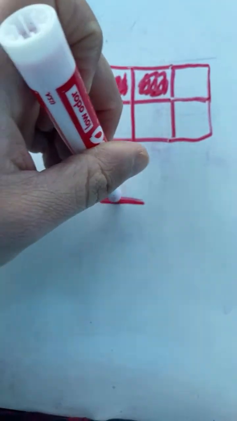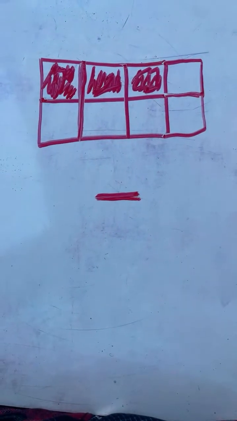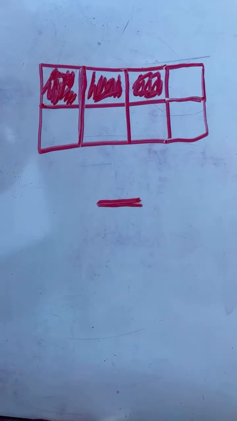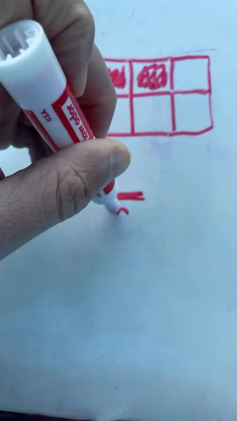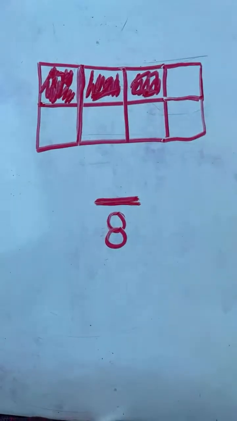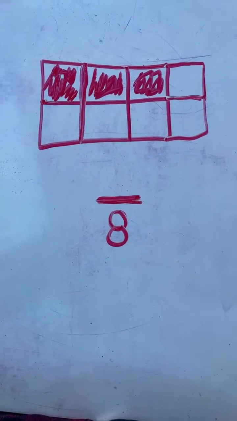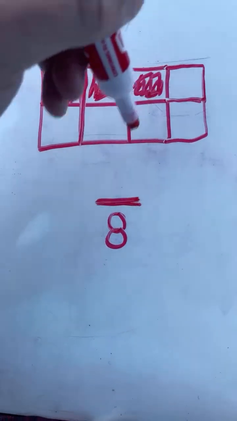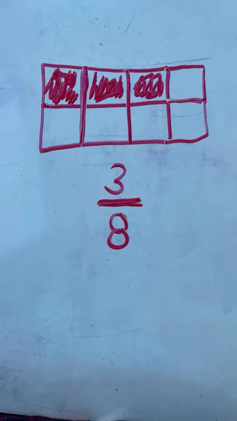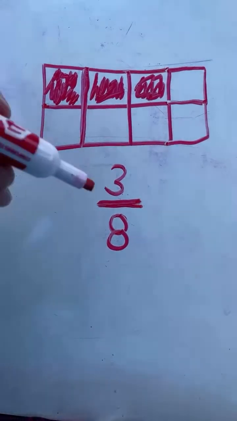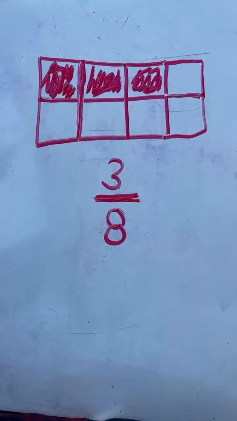So now we want to determine what fraction this model represents. So to determine the denominator, we count the total number of boxes. So we're counting all the boxes, whether they're shaded or not, to find the denominator. 1, 2, 3, 4, 5, 6, 7, 8. So 8 is our denominator. To find our numerator, we have to count the number of boxes that are shaded. 1, 2, 3. So 3 of the 8 boxes are shaded. The fraction that this model represents is 3/8.